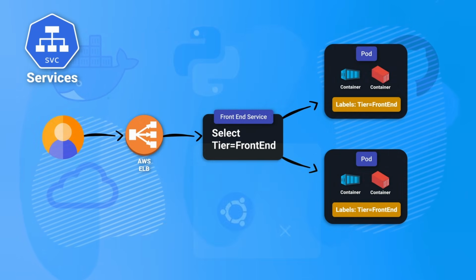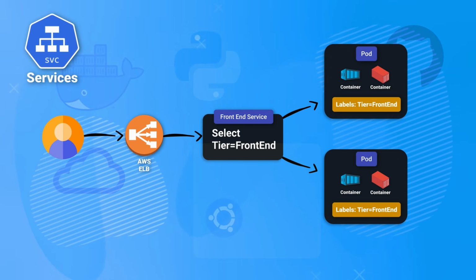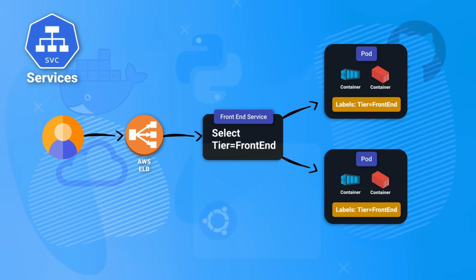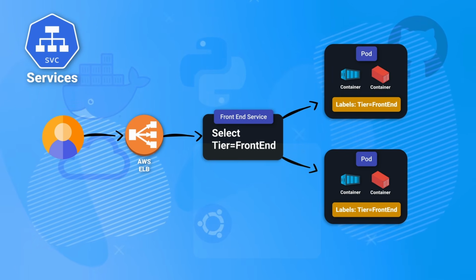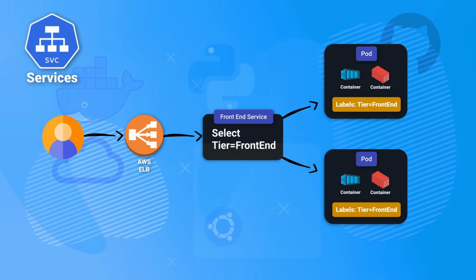So a common setup in AWS environments is to direct your traffic to an AWS Elastic Load Balancer and then forward that traffic to your Kubernetes service, which in turn load balances your traffic to your Kubernetes application.